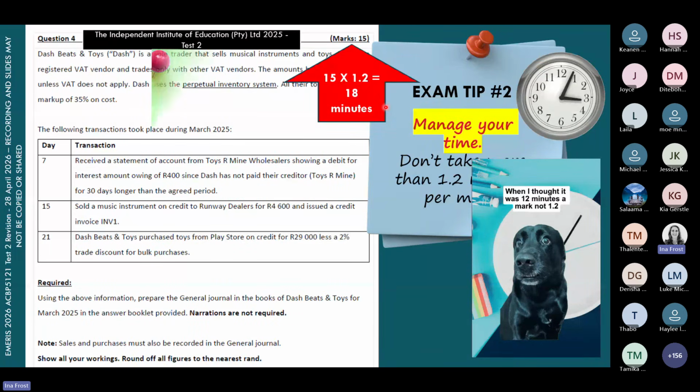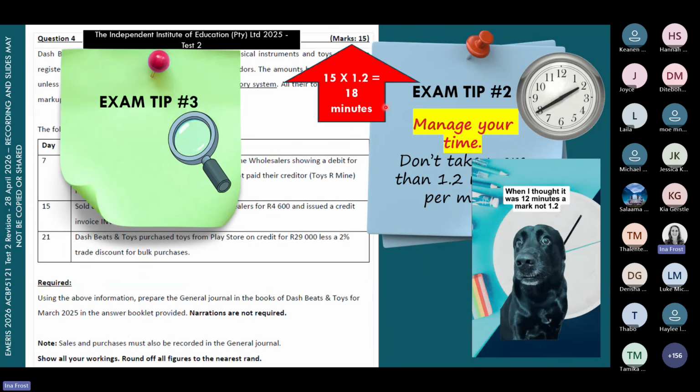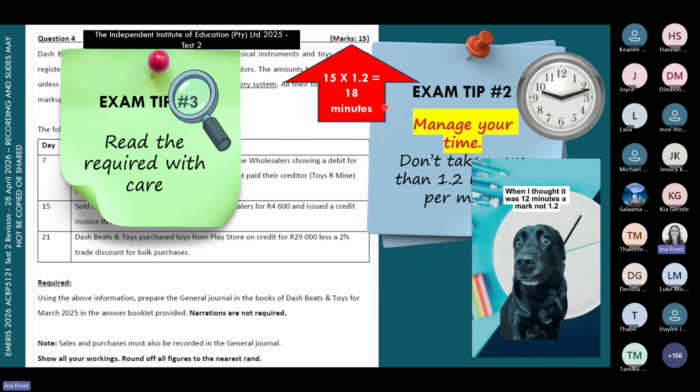And then exam tip number 3. Remember exam tip number 1 was to show your workings. Exam tip number 2 is to manage your time, and exam tip number 3 is to always read your required and the information in the question with great care. So let's see now, what is it that they require from us in this question?